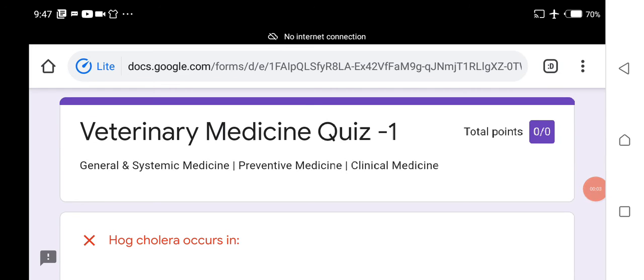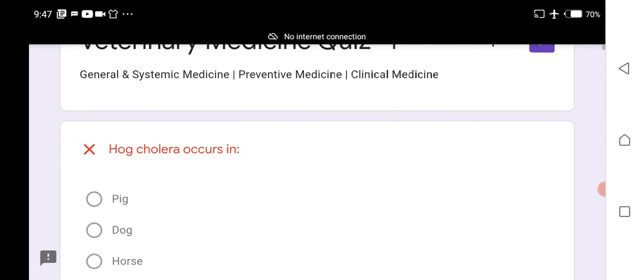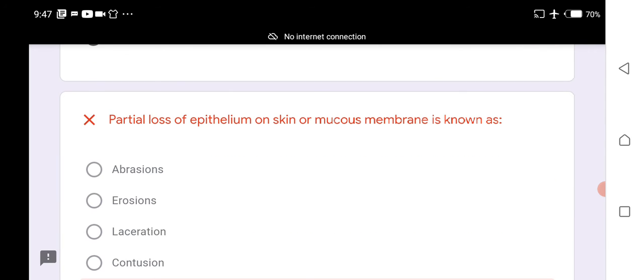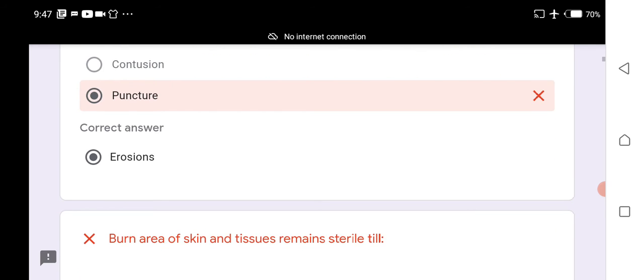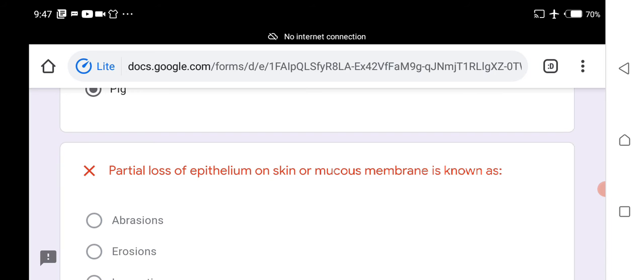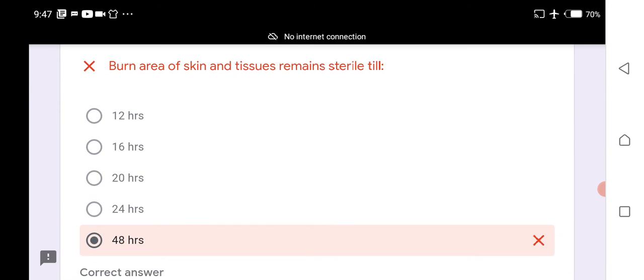Veterinary medicine quiz 1. Hog cholera occurs in pig. Partial loss of epithelium on skin or mucous membrane is known as erosion.